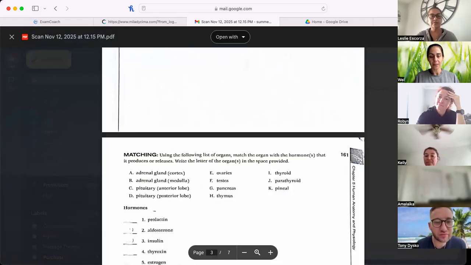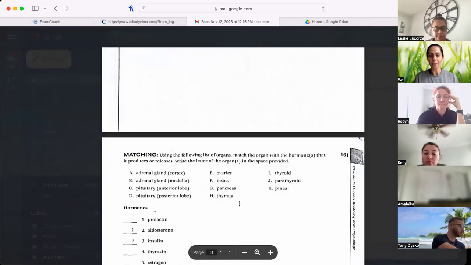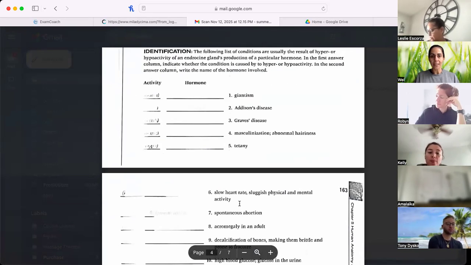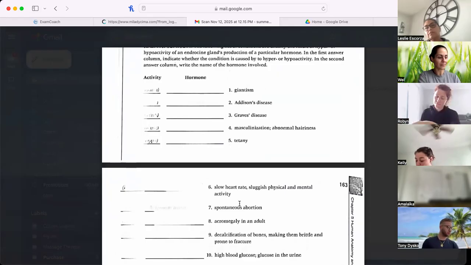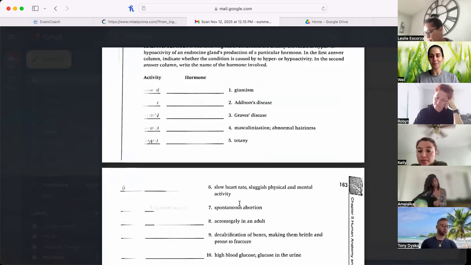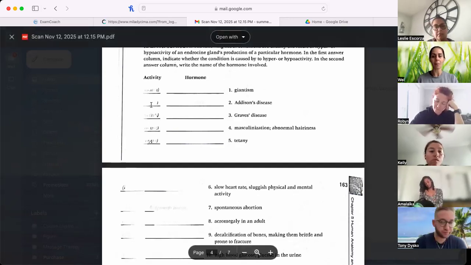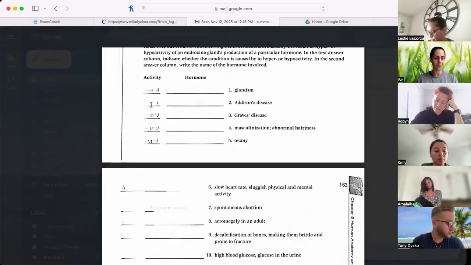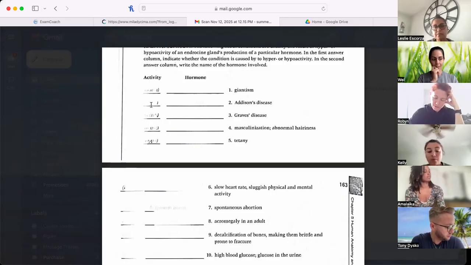Okay, right document. Let's share the screen. Alrighty, let's identify giantism. Is it a hyper or hypo activity? Hyper. All right, and which hormone? HGH, the growth hormone. Correct. All right, next, Addison disease, hypo or hyper? Hypo, correct. And which hormones? Aldosterone and cortisol. Correct.